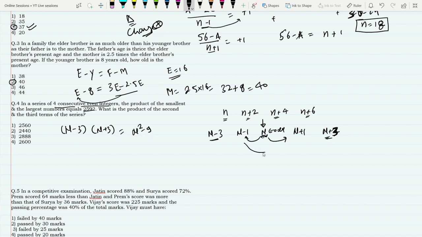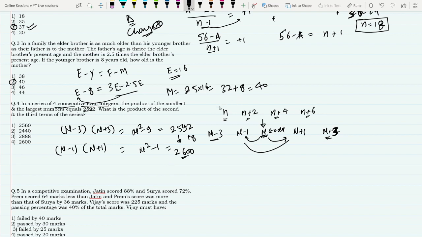What is the multiplication of numbers in the middle? That is n minus 1 into n plus 1, that is n square. So whatever this number is given to me as, 2592, I am saying the number below should be 8 more. Observe, it turns into a 30-second problem if you assume in this manner.